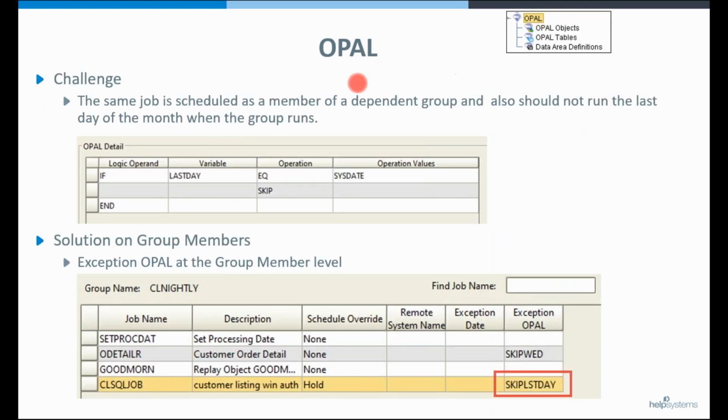Here's another example. We've got the same job. It's scheduled as a member of a dependent group. So in other words, we're going to run jobs one after the next. And it runs on a regular basis, except on the last day of the month, you don't want that job to run. All right, so what you can do in your group member panel is you can add an Opal on any of the members. So here we've created the Opal and we've added it to an individual member in my group, and I called it skip last day.